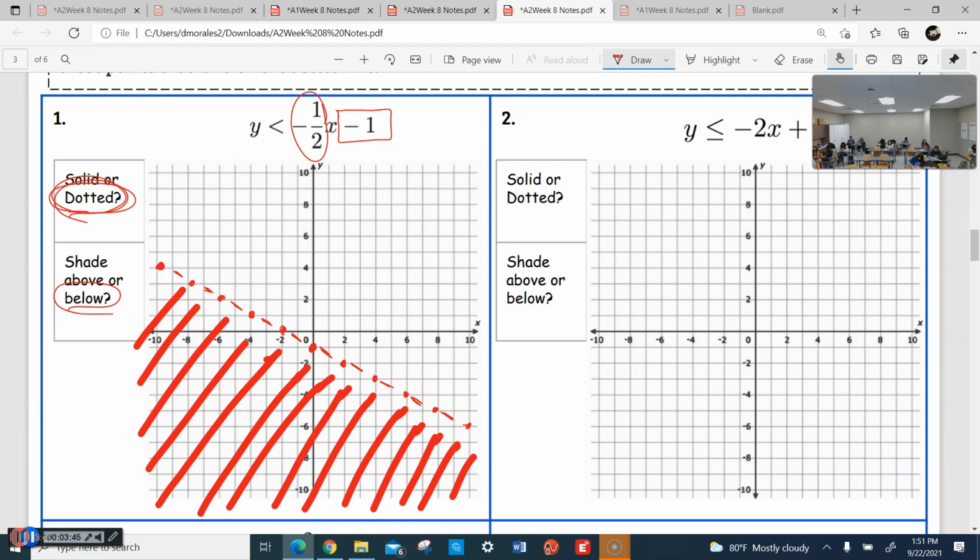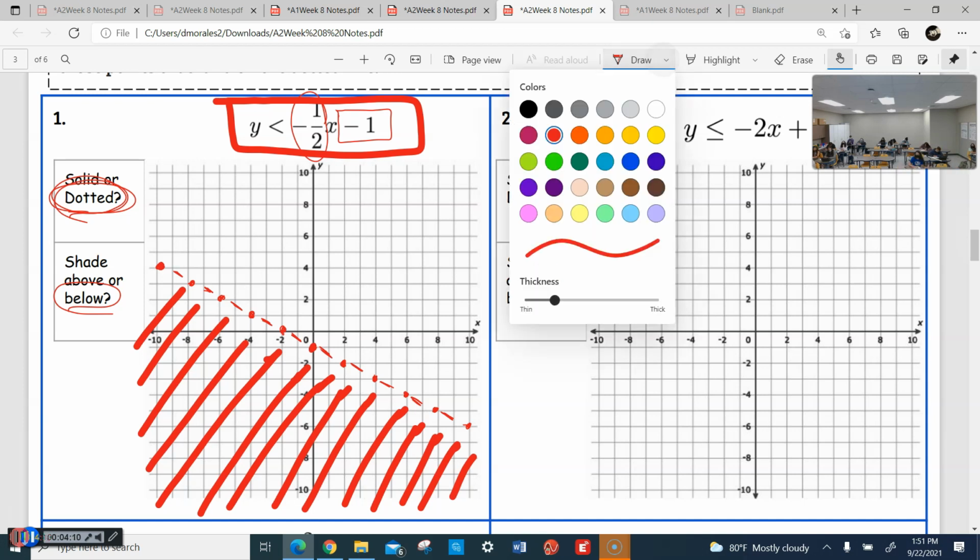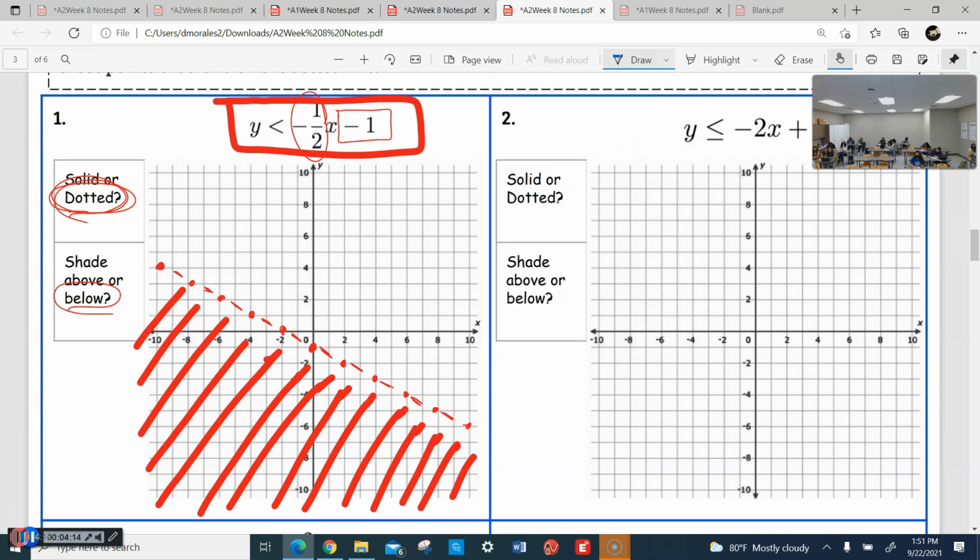Now let me explain to you what this means mathematically. This means that I can take any point in that shaded zone and get its coordinates, its x and its y value. I can take those x and y values and put them into this original inequality expression. If I plug it in and solve it, I should get a true statement. The opposite of that is anything that's not in the shaded zone should give me a false statement. And that's what I'm going to show you right now.